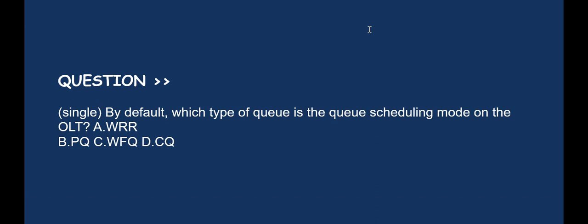The next question is, by default, which type of queue is the queue scheduling mode on the OLT? Option A, WRR, option B, PQ, option C, WFQ, option D, CQ. This is the test question. All you need to do is to answer it in the comment.